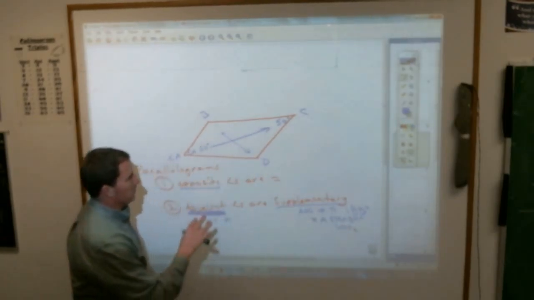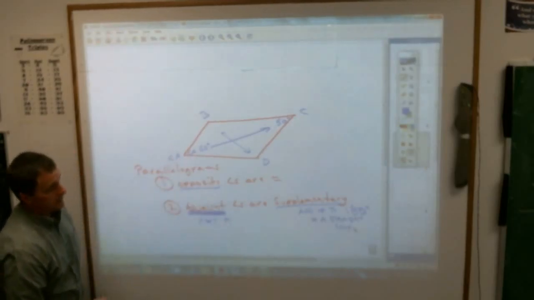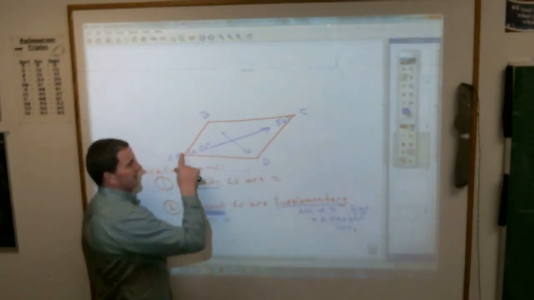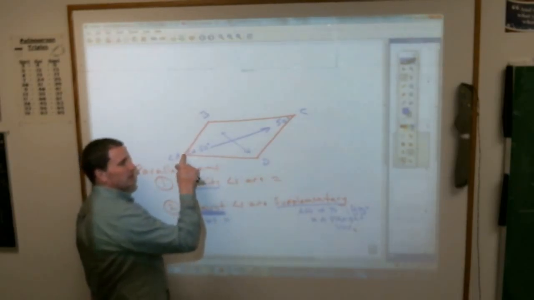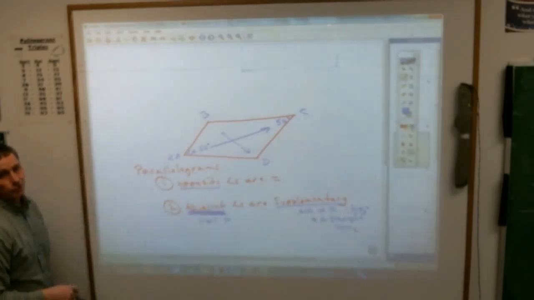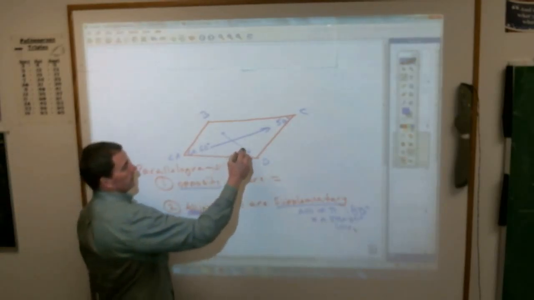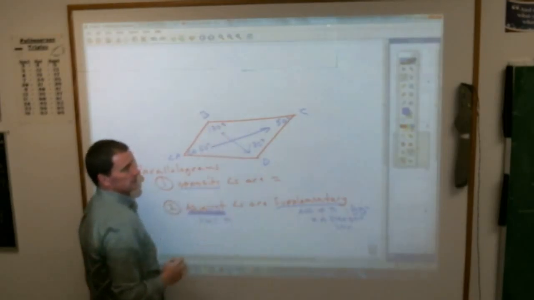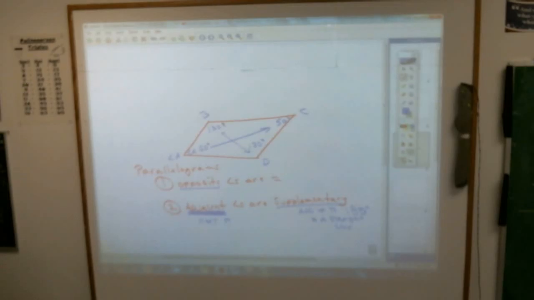So if you're given just this one 50-degree angle, you can find all the rest based on this. I know that angle A is adjacent to angle D, so it's also supplementary to angle A. So that means angle A and angle D have to add up to 180 degrees. So I know that angle D has to be 130 degrees. And that means angle B also has to be 130 degrees. So if you're given any one angle of a parallelogram, you can easily figure out the rest, as it would be for the assignment there.